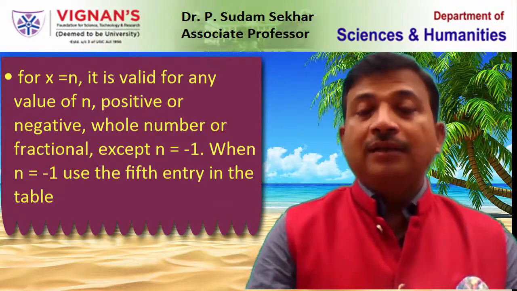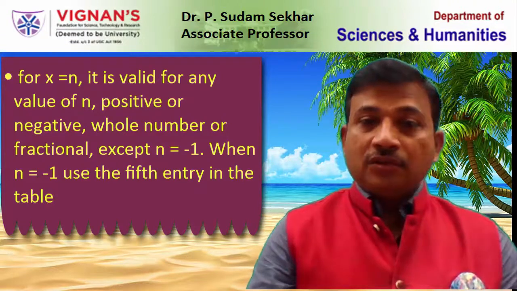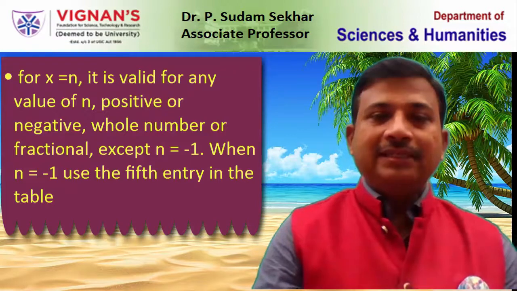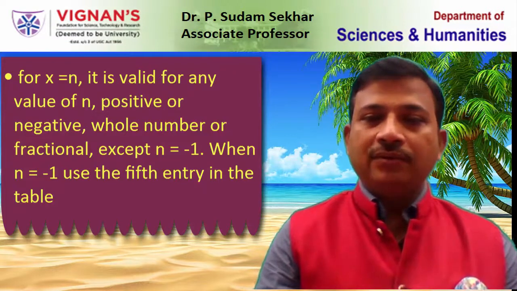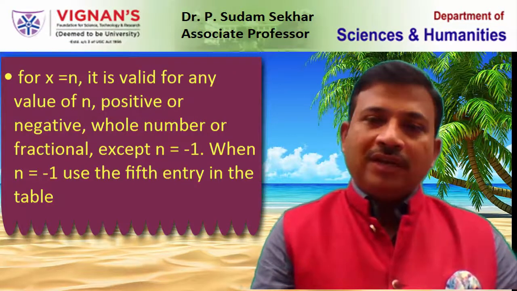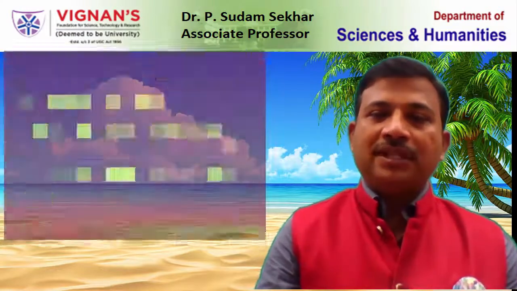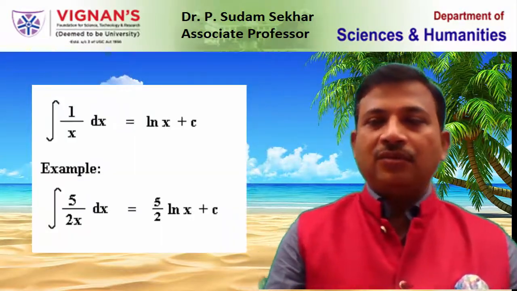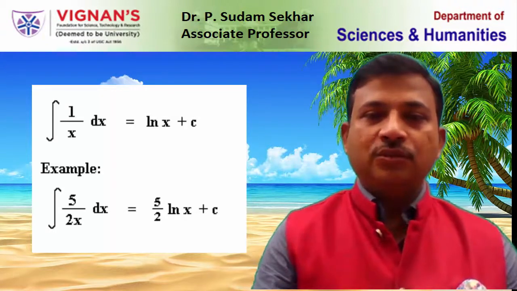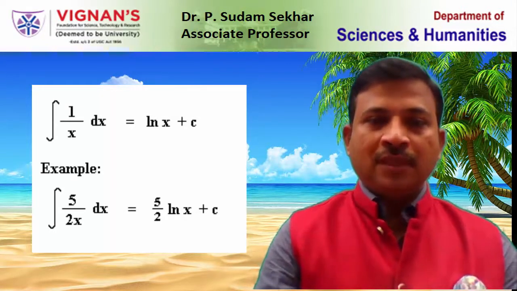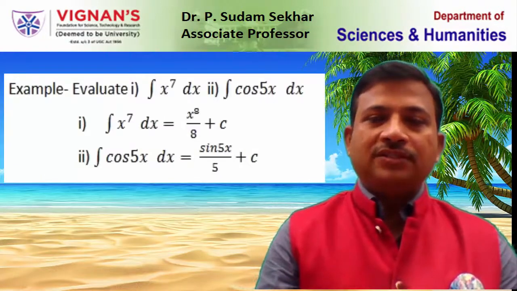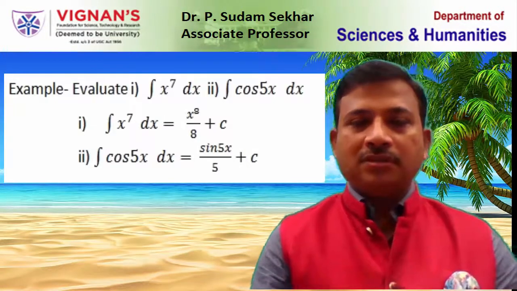And when n is equal to minus 1, then we cannot integrate x to the power n dx by this formula. So now when n equal to minus 1, what happens? x to the power n will become 1 by x. And integration of 1 by x equal to what? Log x plus c. That is what we need to use. So integration of x to the power 7 dx equal to how much? x to the power 8 by 8 plus c.